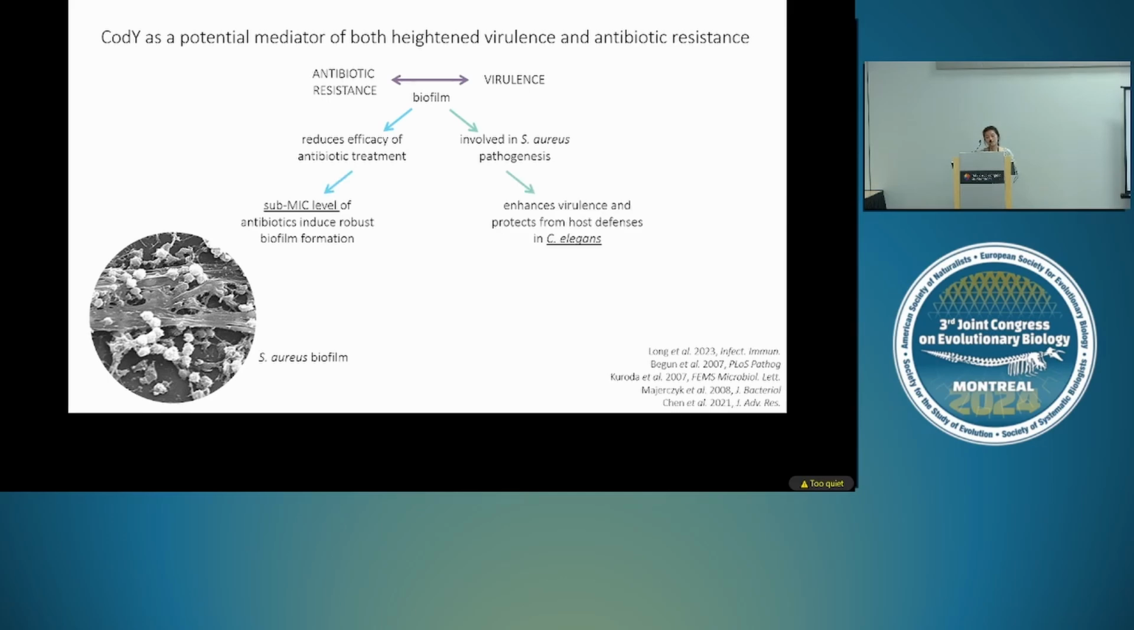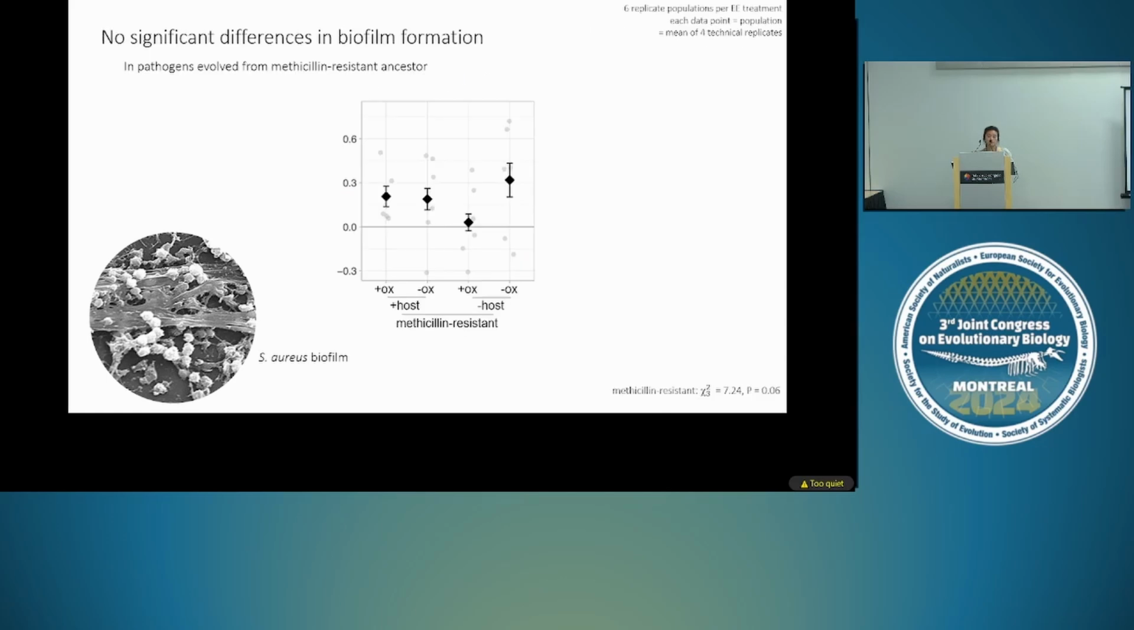We know that sub-MIC levels of antibiotics can induce robust biofilm formation, and biofilm can enhance virulence and protect staph from host defenses in C. elegans. And it turns out that knockout mutants of CodY can induce robust biofilms. So we went and measured the biofilm production of our populations.